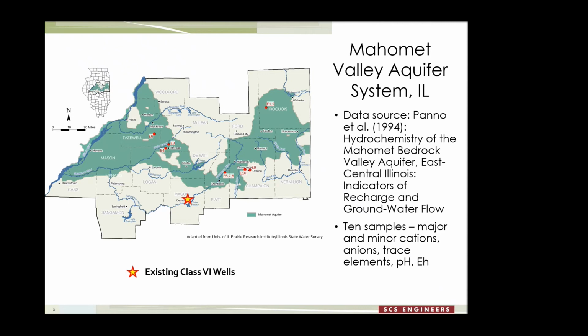So here's a zoomed in view of our case study in the Mahomet Aquifer. We used hydrochemical data from a paper by Panno et al. in 1994 from the Groundwater journal. They analyzed 10 samples across the Mahomet Aquifer, shown by the red points on the map. They analyzed for major and minor cations and anions, trace elements, pH and Eh. Again, noted by the star are the existing Class 6 wells for the Decatur project, and I noted that to show the proximity of that project in relation to the Mahomet Aquifer.